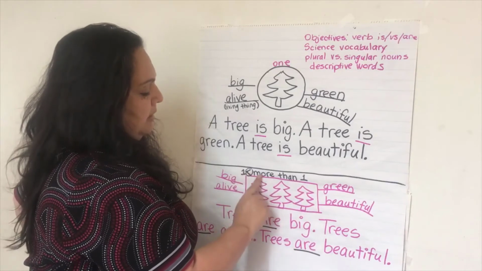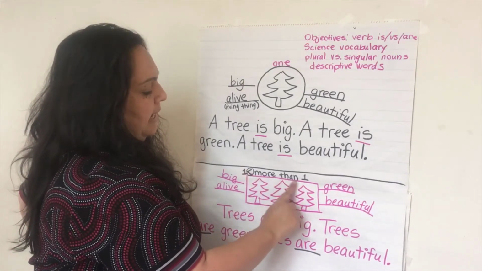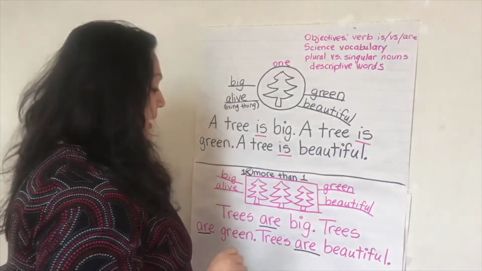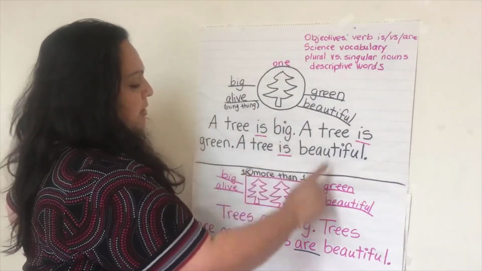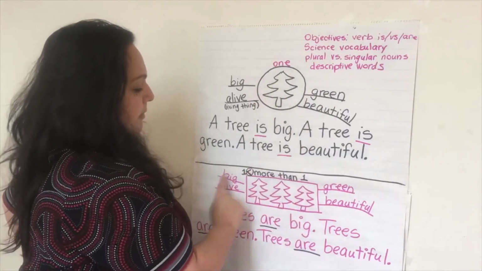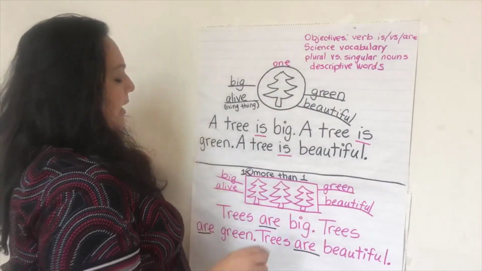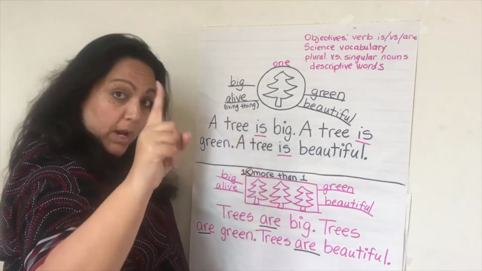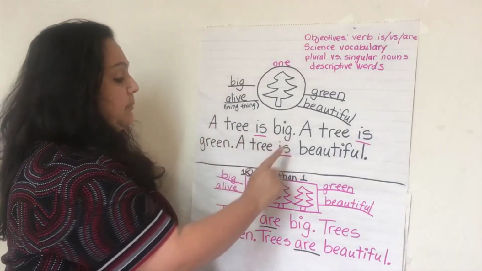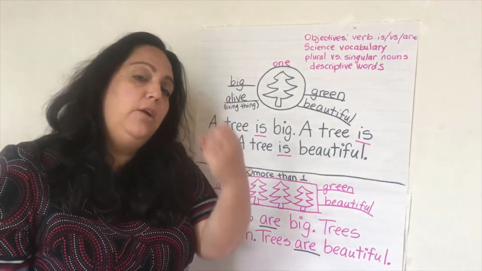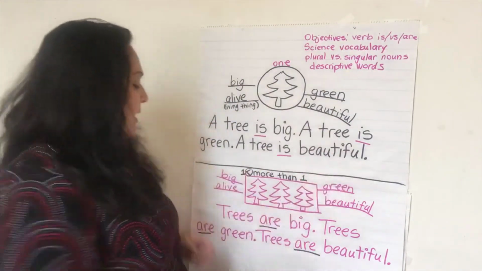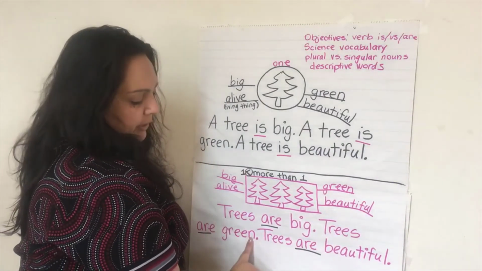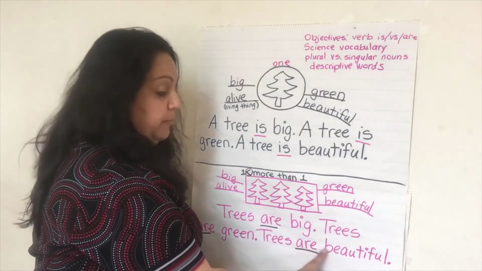And then I'm going to tell them more than one. More than one. And you could do a mini lesson on that as well. Okay, and then we're going to use the same words that you used on top, right? So here, trees are big. So not, if it's one tree, a tree is big. If it's 2 or 3 or 4 or a million trees, trees are big. Trees are green. Trees are beautiful.